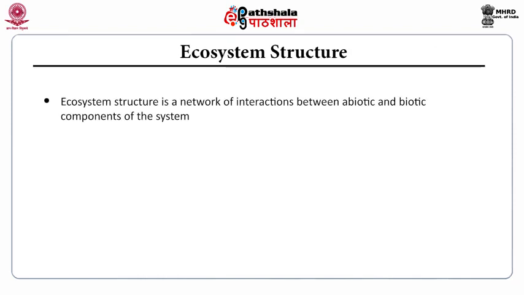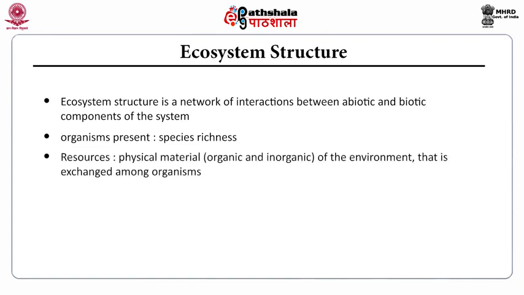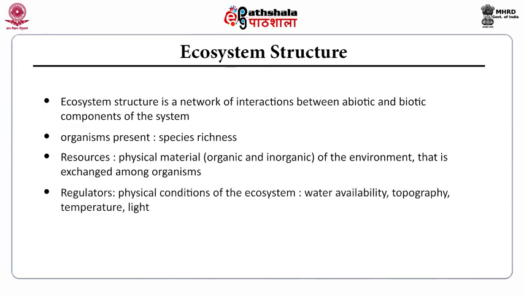So ecosystem structure is a network of interactions between abiotic and biotic components of the system. Organisms present can be studied by their species richness. Then we have the resources, the physical material, organic and inorganic, of the environment that is exchanged among organisms. And then there are regulators, the physical conditions of the ecosystems: water availability, topography, temperature and light.